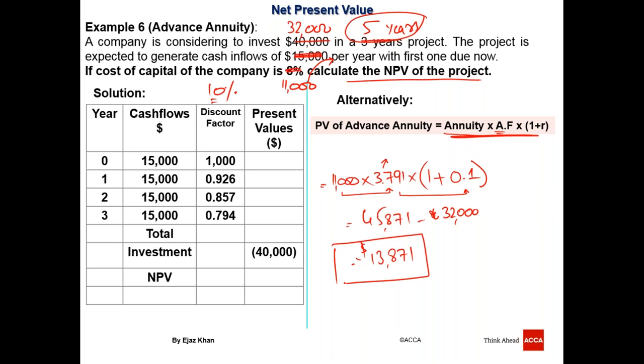So anyone who has come up with a different answer will get full marks for the creativity, but no marks for the correct answer.